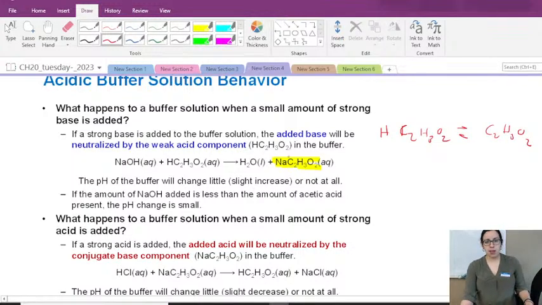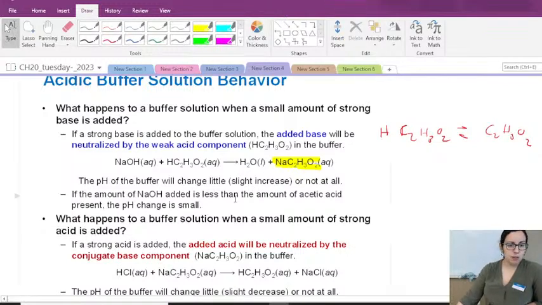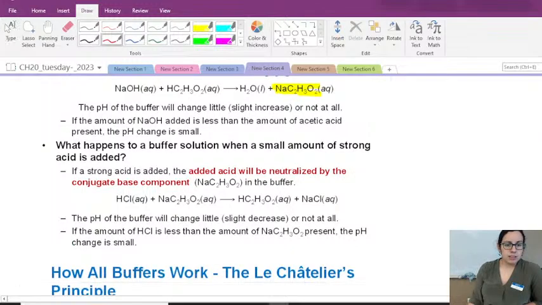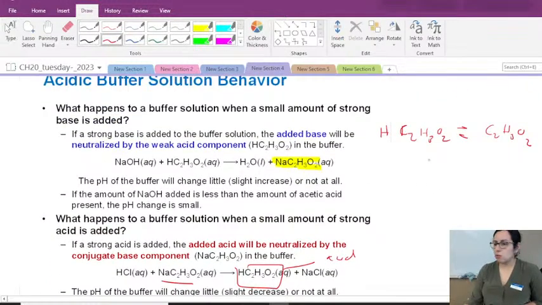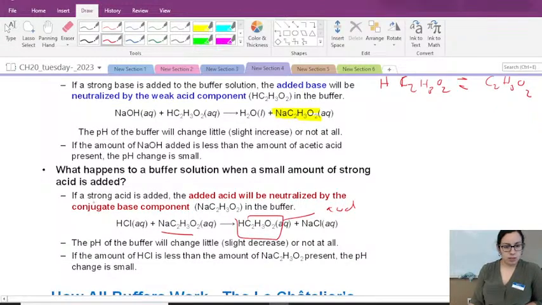So, right, even if we add a base, so we form this, but then it will potentially, right, reform our acid and again kind of negate the increase. So again, same thing with this scenario. Acetate reacts with our acid, reforming, right, our acid there. And so again, we can have our equilibrium. And if we need to make more conjugate base, it will, and kind of again mitigate the effects of that pH change.